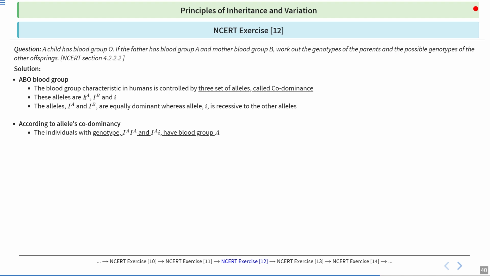Codominance is between IA and IB. The individuals with genotype IAIA and IAi will have blood group A because IA is dominant over small i. The individuals with genotype IBIB, and those with IBi, will have blood group B because IB is dominant over small i. So you can see this ABO blood group system follows the law of dominance, the law of codominance in the case of IA and IB, and it also follows multiple allelism.